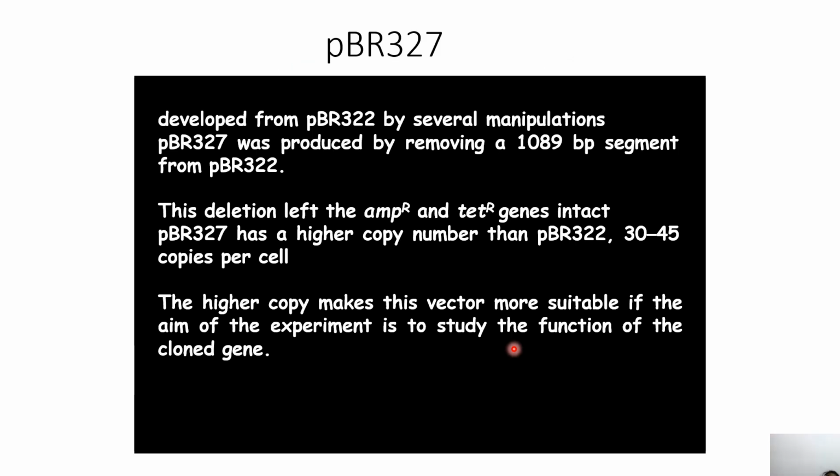So this was developed by several manipulations. It was produced by removing a 1089 base pair segment from pBR322, and the deletion left the AMP-R and the TET-R genes intact. The higher copy number makes this vector more suitable if the aim of the experiment is to study the function of the cloned gene.